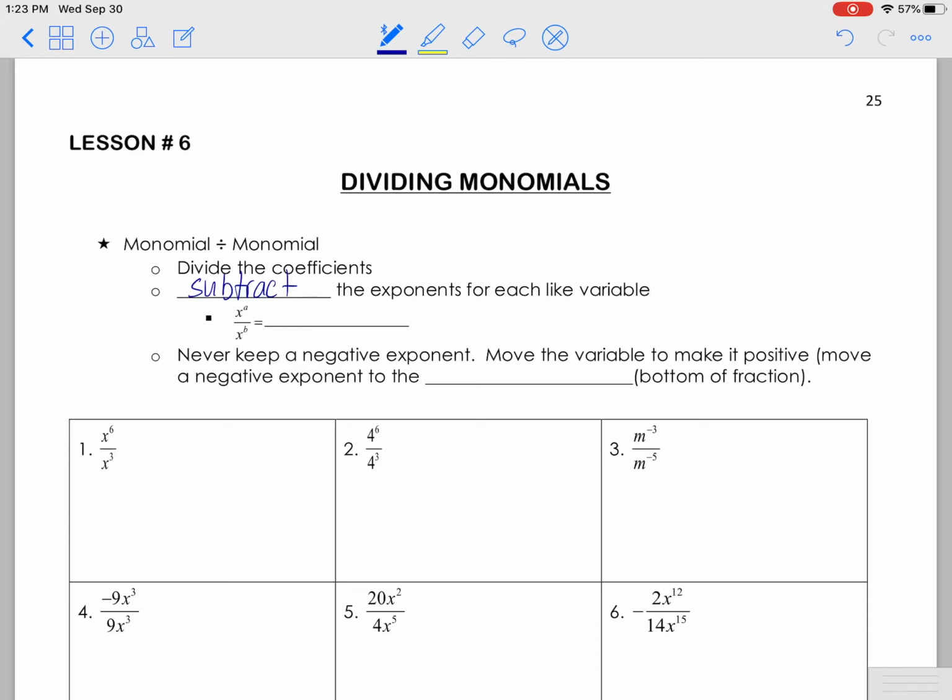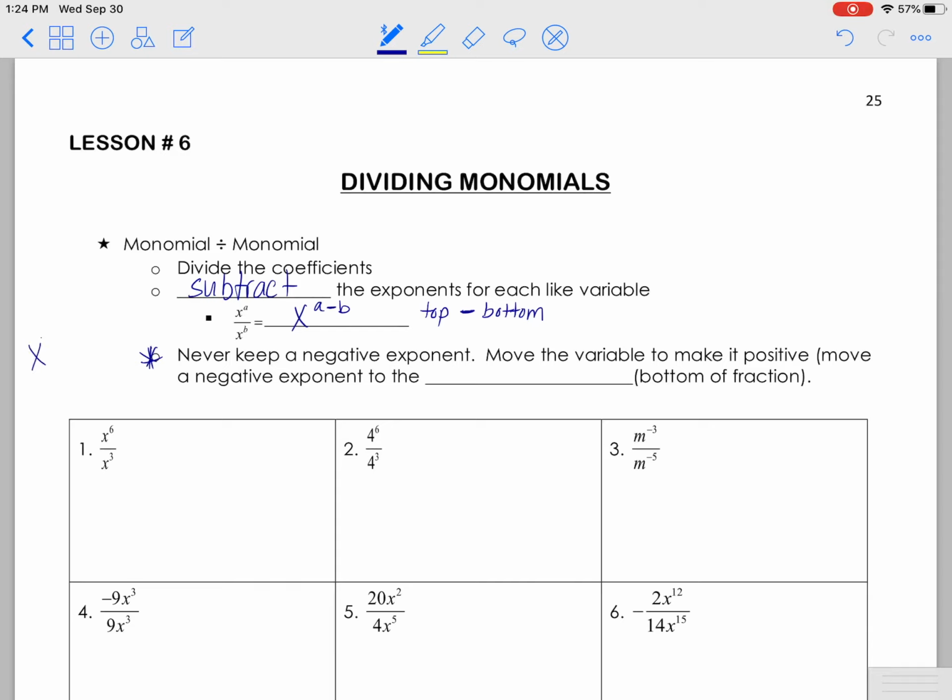So our rule of thumb here is when we multiplied, we added our exponents. But in this case, when we're dividing, we are going to subtract our exponents. Okay? And again, it's always the top exponent minus the bottom exponent. Now this is going to be really, really important. This is going to come up a few times. You never keep a negative exponent.